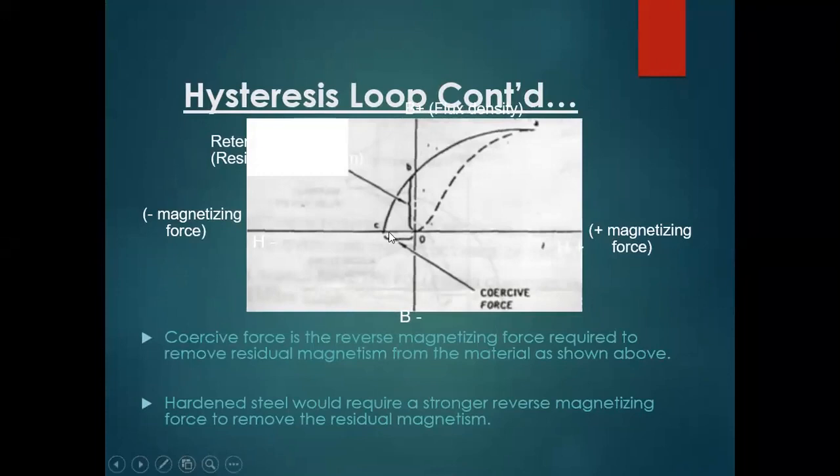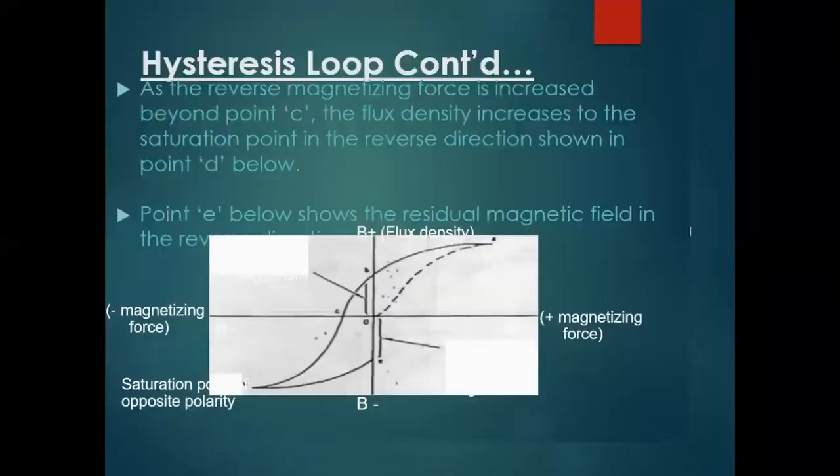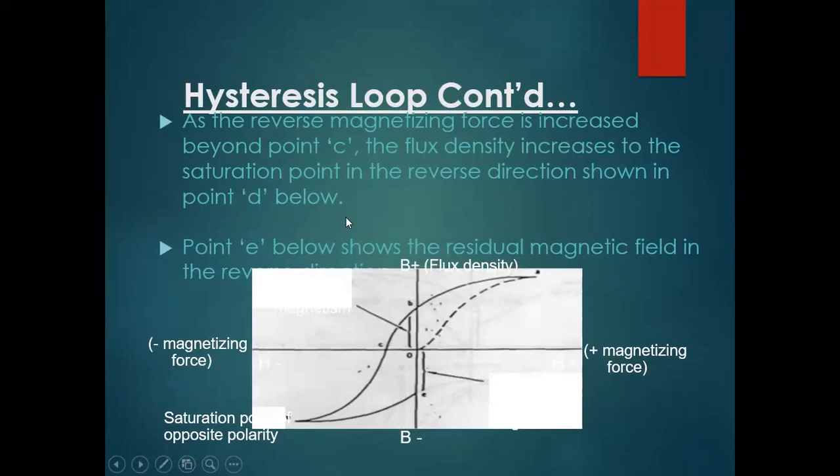Now see, this is the coercive force. If you want to reduce this residual magnetic field, then we have to apply a reverse magnetizing force. So coercive force is the reverse magnetizing force required to remove the residual magnetism from the material, as shown above. Hardened steel would require a stronger reverse magnetizing force to remove the residual magnetism. Now, as the reverse magnetizing force is increased beyond point C, the flux density increases to the saturation point in the reverse direction at point D.